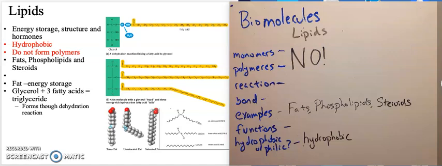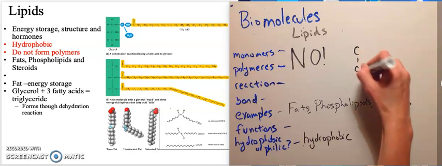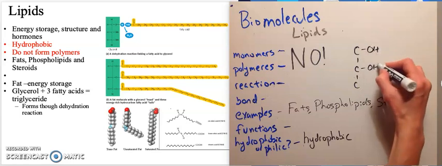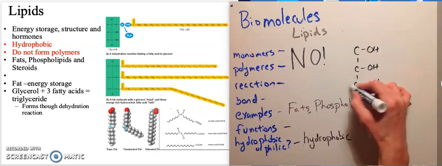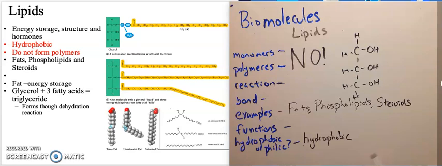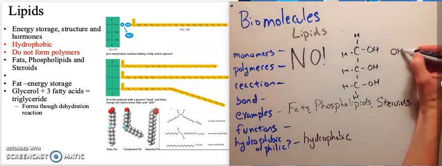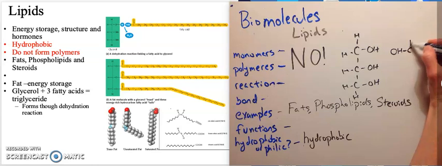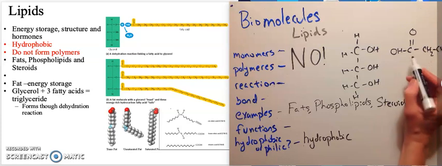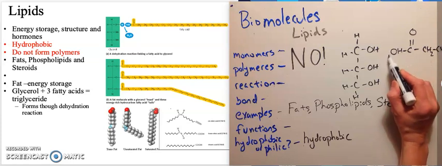So a typical fat is a triglyceride. A triglyceride is made of a glycerol, a 3-carbon sugar alcohol that has hydroxyl groups coming off here and hydrogens filling in the rest of the bonds for the carbons. Okay. And on each of those hydroxyl groups is a place where a fatty acid can be joined to the glycerol molecule. So I'm not going to draw the whole fatty acid here, but a fatty acid is a chain of carbons that have a carboxyl group on the end.